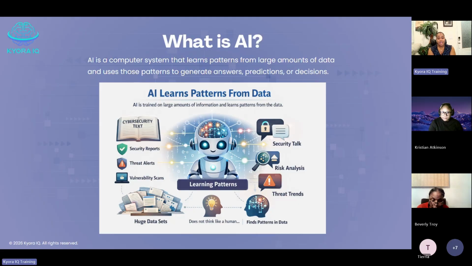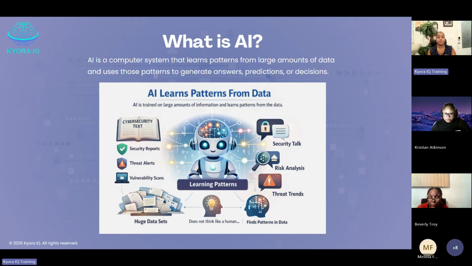Okay, so what is AI? I wanted to break it down for you in the simplest form, because when I began looking into it, I had a ton of questions and really wanted to understand. So I've tried to build this class to make sure that AI is broken down in its simplest form. AI is a computer system that learns patterns from large amounts of data and uses those patterns to generate answers, predictions, or decisions. So it's not magic. It doesn't already know something.